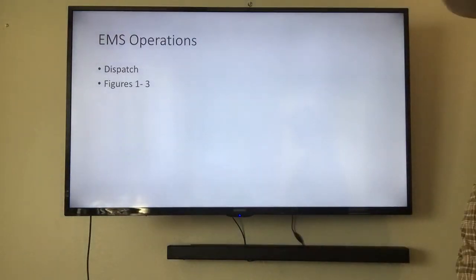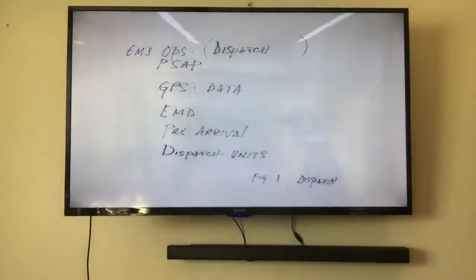Let's go into EMS operations dispatch. We talked about dispatch prior, but we're going to dig in a little bit more about our dispatch centers. Your dispatch center is usually an area where all calls come and funnel in through the 911 resource and is sent to a PSAP, this public service answering point.